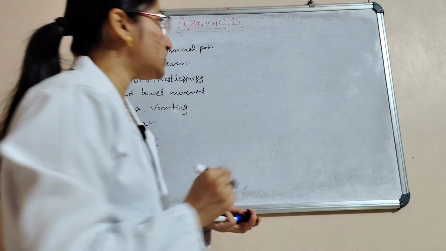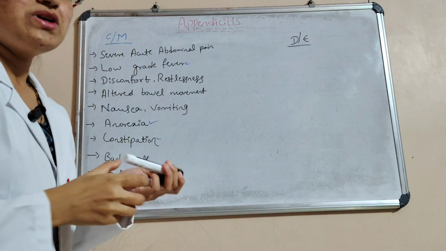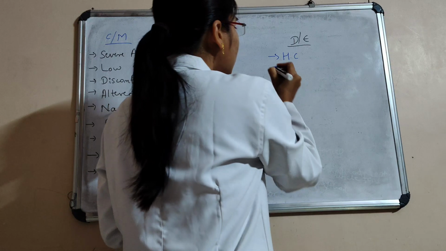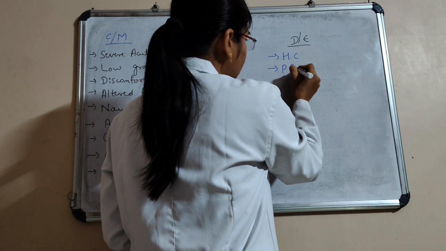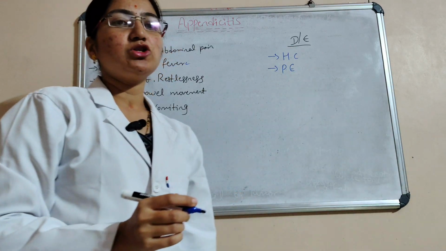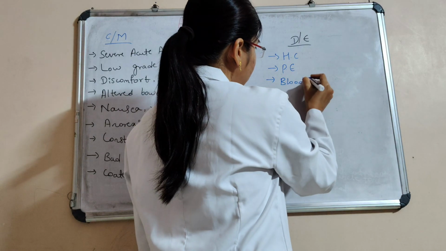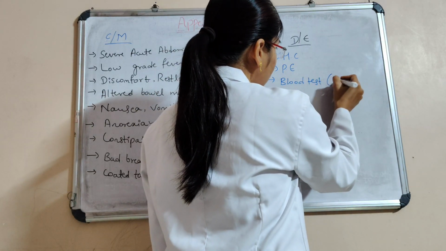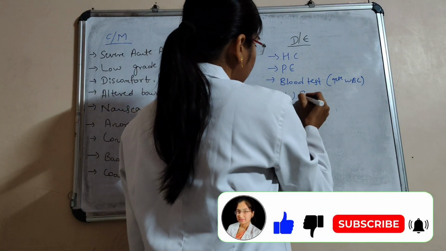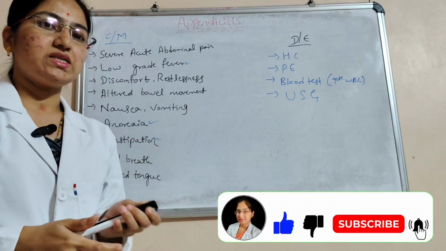Next, we'll see the diagnostic evaluations for appendicitis. First and foremost, there will be the history collection, and then physical examination is needed for bowel movement. After that, blood test. In this, there will be the increased WBC. After that, USG can be performed. These are the diagnostic evaluations for appendicitis.